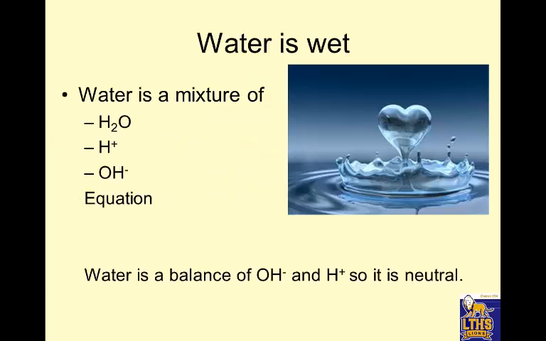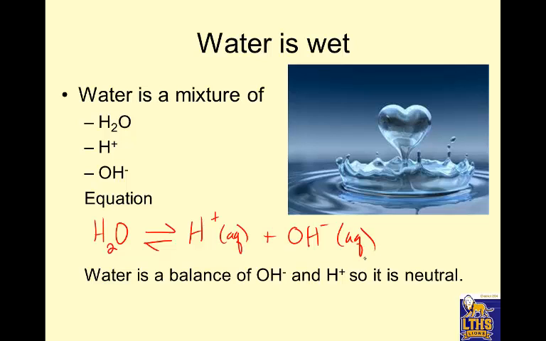So, guess what? Water is wet. Yeah, we know. So, what's really in water? Water is really a mixture of water, hydrogen ions, and hydroxide ions. How can we write that? Well, here's H2O. It's really in equilibrium with H+ ions and OH- ions.